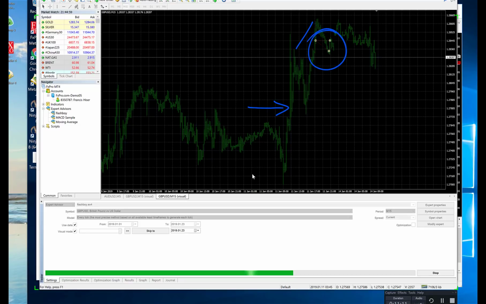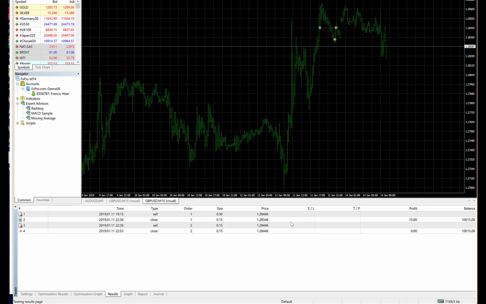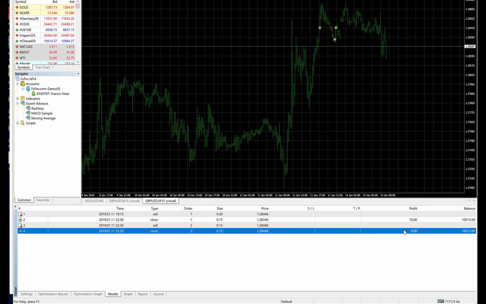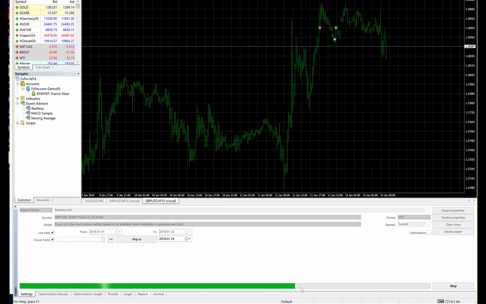And then it takes some trades and it closes them out. Let's see what those looked like in the results window. A $15 win, and then the trailing stop kicked in and we broke even and we got a 0 on the next trade. So we made 15 bucks because it closed half of the profit once it was profitable.